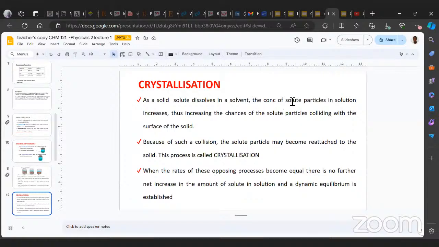Now, as the solute increases, imagine that cup of water and you keep adding more solute, more sugar. As they dissolve, they will hit each other, and instead of dissolving, they will attach to each other. This process of colliding with each other in solution and attaching to one another leads to what we call crystallization. And so you begin to see solute deposited at the bottom of the cup.